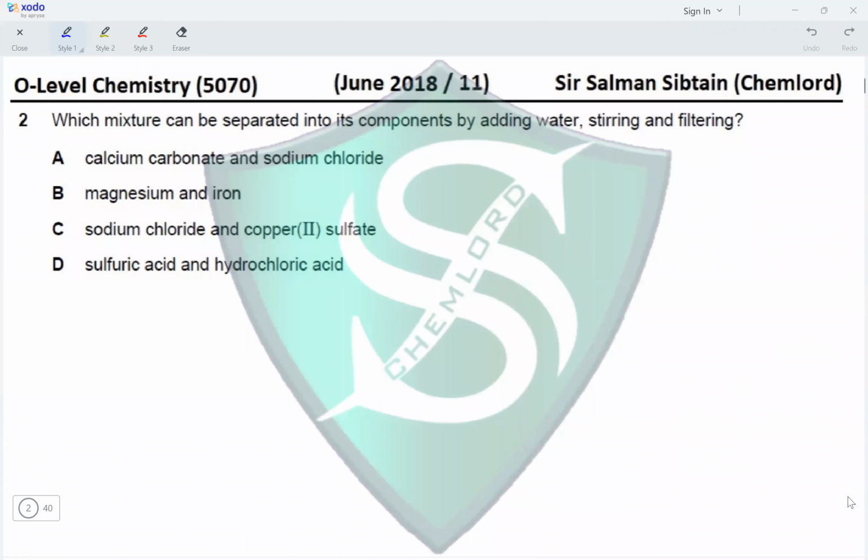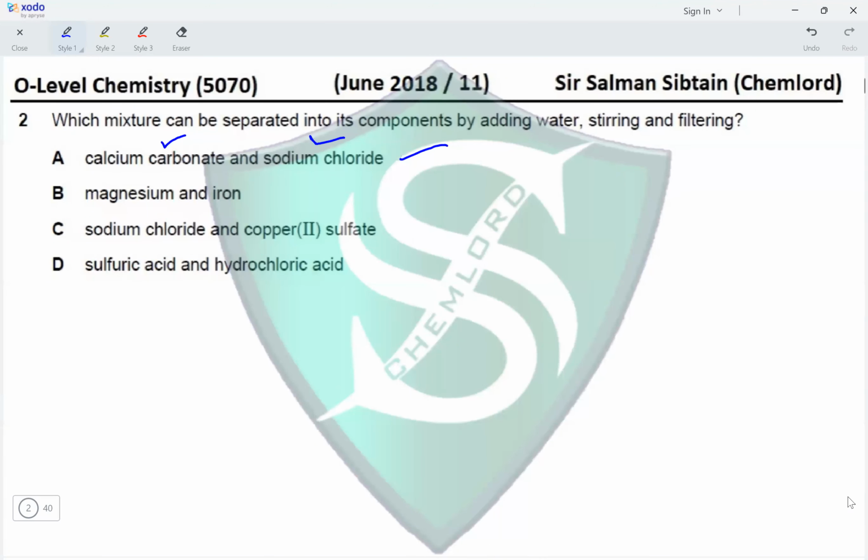Question 2. Which mixture can be separated into its compounds by adding water, stirring, and filtering? So, we should have a mixture of a soluble and an insoluble salt, which can be separated in this way. So, in A, we've got calcium carbonate, which is insoluble, and we've got sodium chloride, which is soluble. So, this mixture can be separated using stirring, adding water, and filtering.